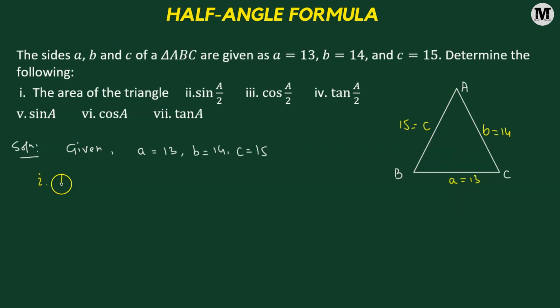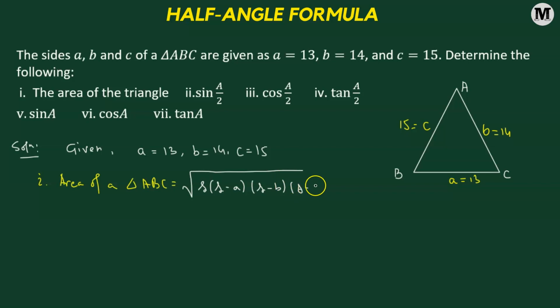Let us begin. Now we know that the area of a triangle ABC is given by the square root of s multiplied by (s minus a) times (s minus b) times (s minus c). Now what's s here? s is the semi-perimeter of the triangle. Let's find this value. We take the perimeter a plus b plus c and take half of that value, that's going to give us the semi-perimeter.